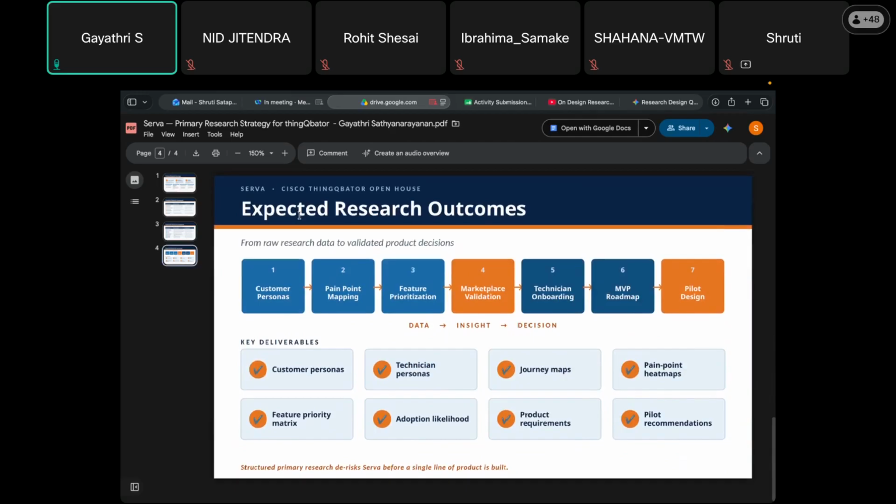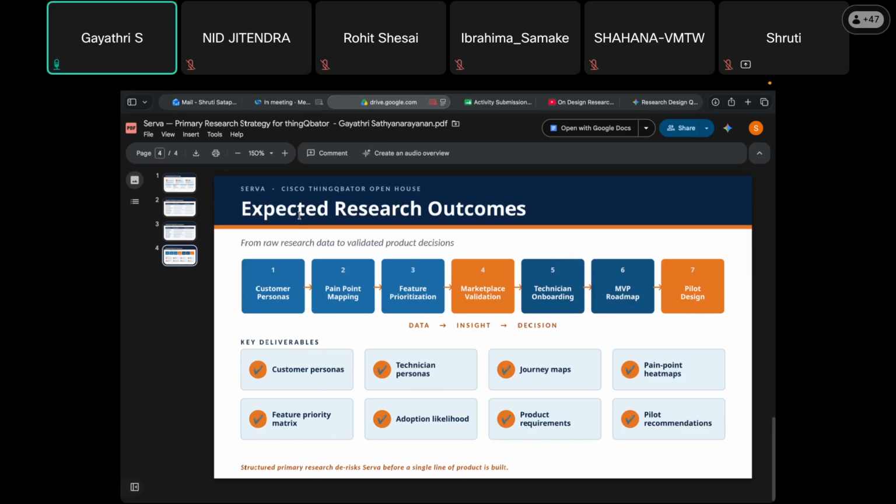So the outputs include customer and technician personas, journey maps, pain point heat maps, feature prioritization, and an MVP roadmap. From here, we're going to be deciding how our MVP, or minimal viable product, is going to look. We already have a website that Rahul's developing, and it's still a work in progress because we're still looking for more feedback as to how our MVP could be refined further. So instead of just guessing what users need, every major product decision will be supported by evidence collected from both sides of the marketplace, from the technicians' end as well as the customers' end.